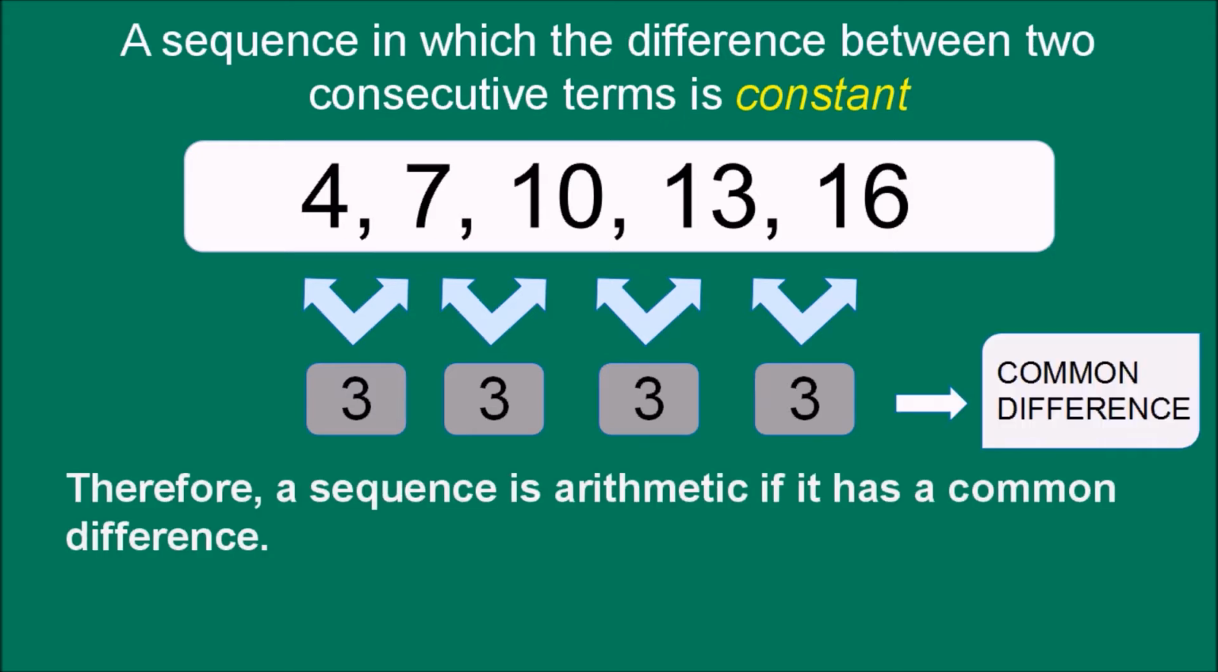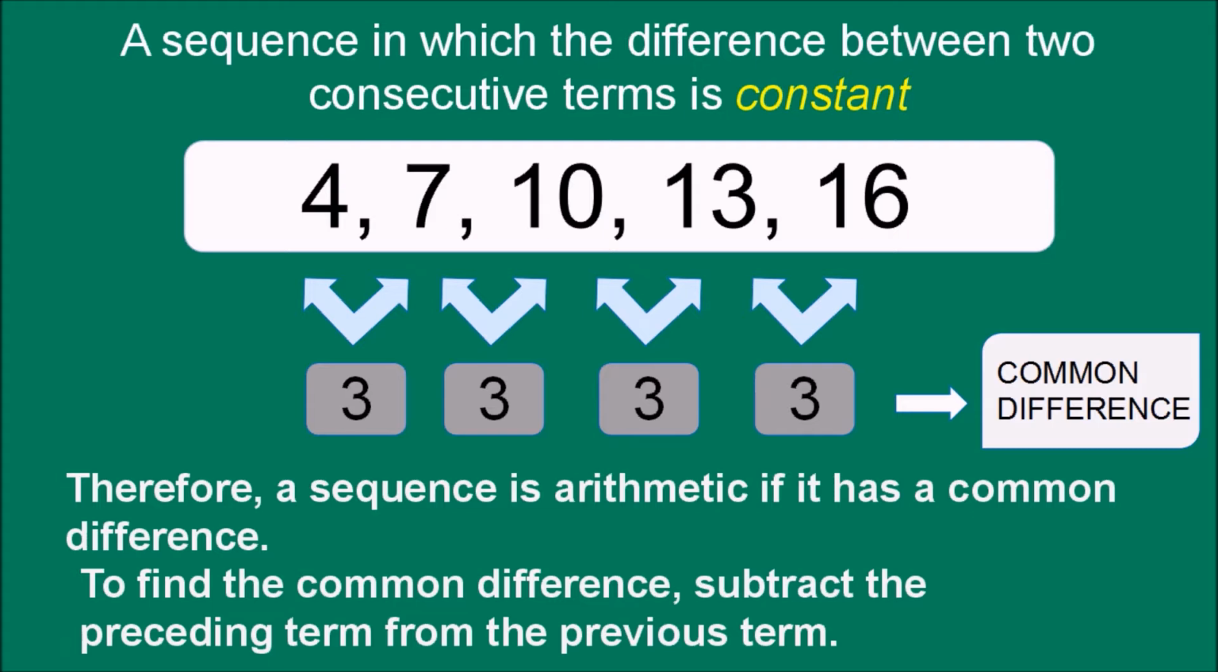Therefore, a sequence is arithmetic if it has a common difference. And to find the common difference, subtract the preceding term from the following term. Consider these sequences. Identify whether the sequences are arithmetic or not.